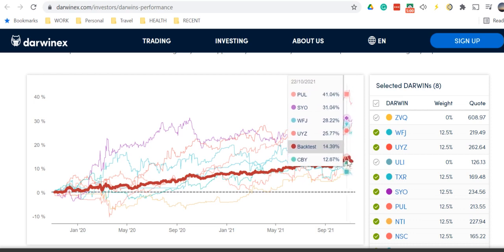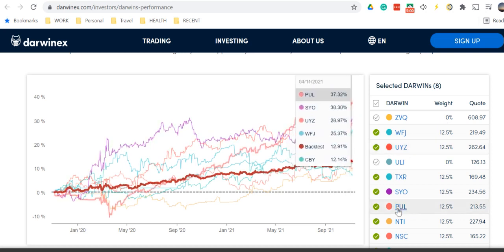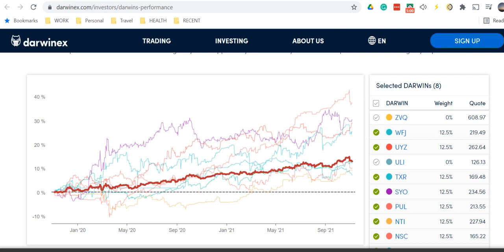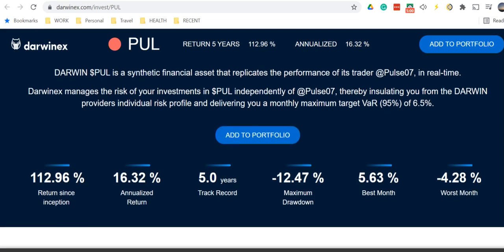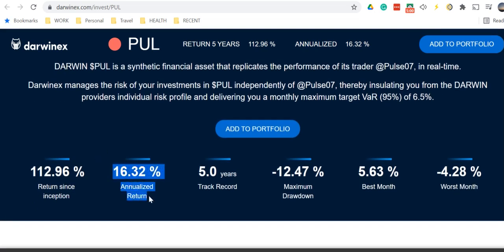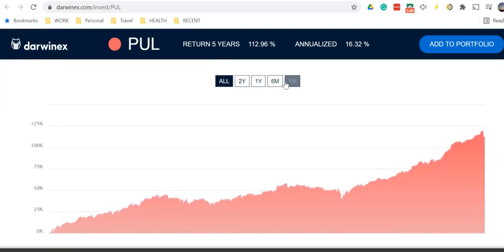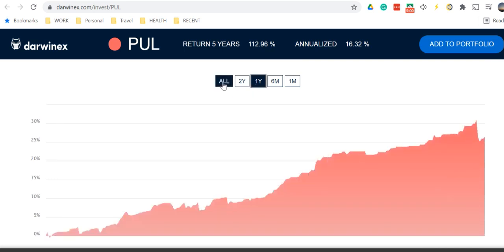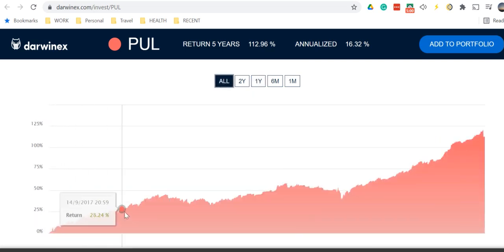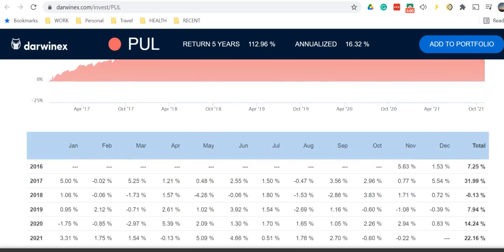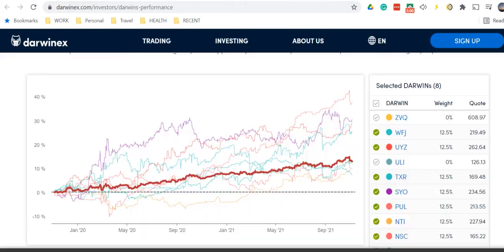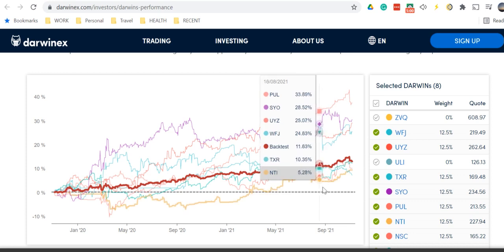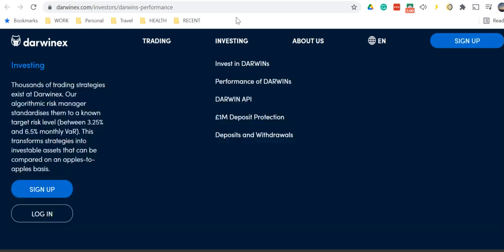And you can look at these, so it's PUR, let's have a look at this. You can right click and look at each one, and you can see basic stats for that particular Darwin or trader. It's 16.32 annualized return, which is not bad over a 5-year track record. If you go down, you can see how they've been doing over the year, all the time they've been trading on DarwinX. You can see the returns each year. It's a really nicely put together setup here.